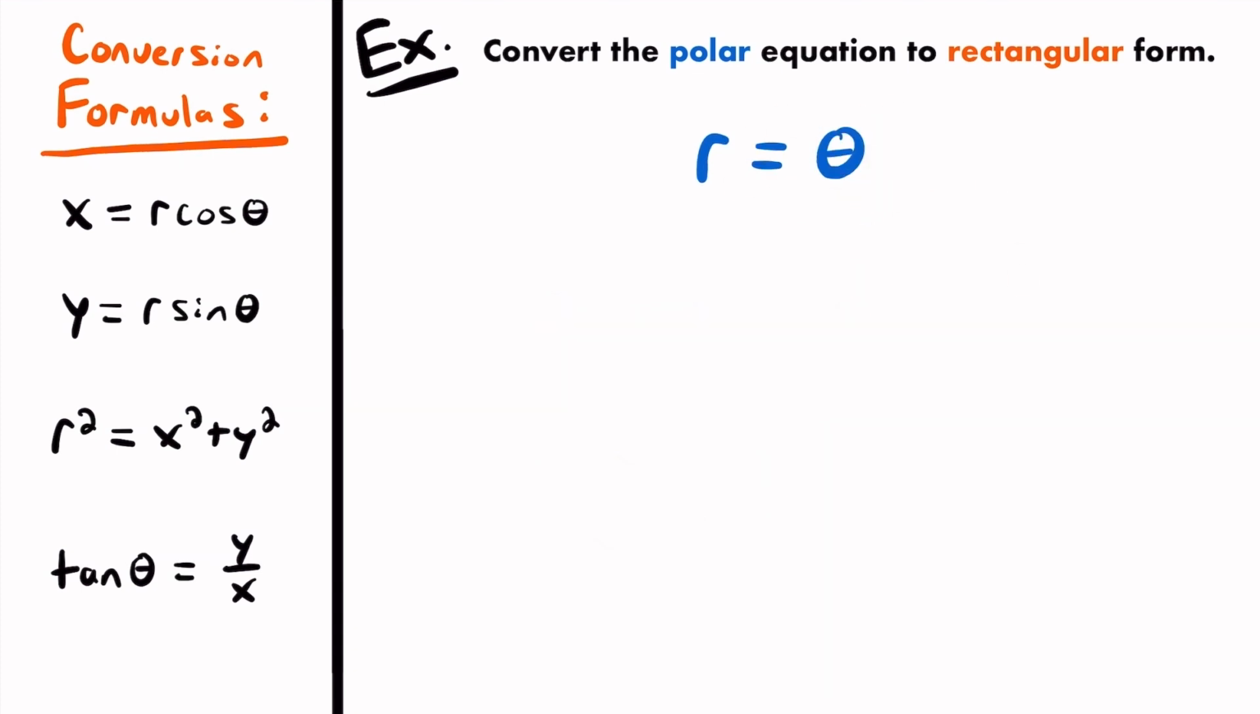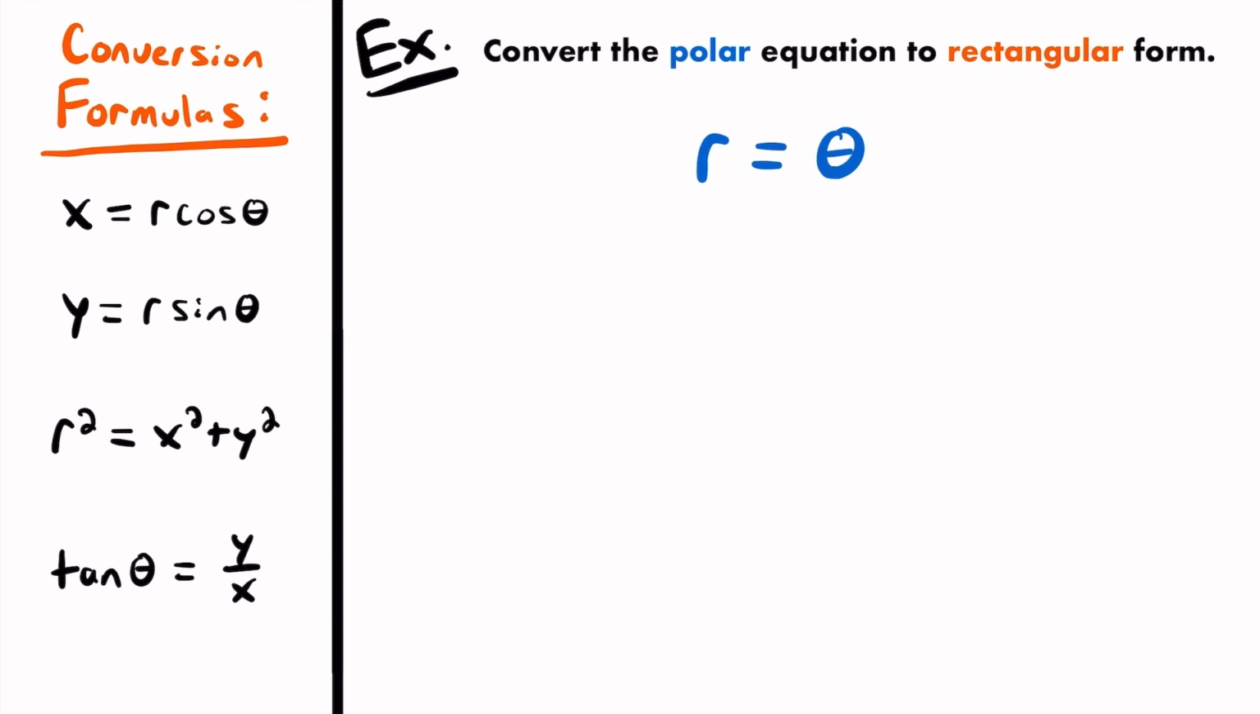All right, next up we have another polar equation that we want to convert to be in rectangular form. This time we have r equals theta, which looks to be a pretty basic polar equation, but the graph is actually pretty complex if you were to look at it. If you have some free time, I would recommend looking up the graph of r equals theta. It's actually pretty cool. But anyway, we want to convert this to rectangular form.